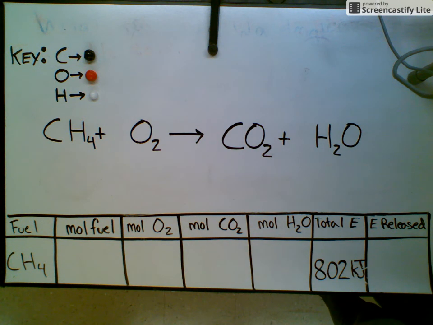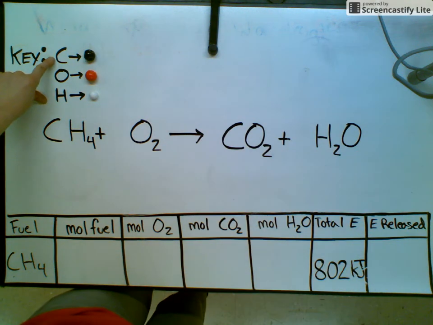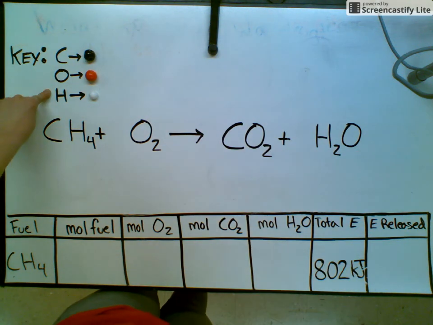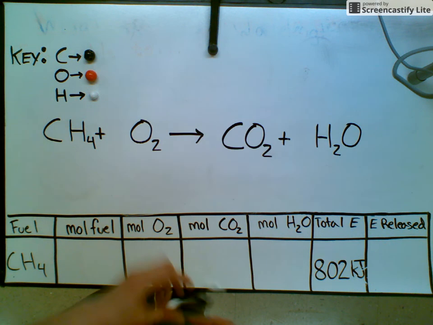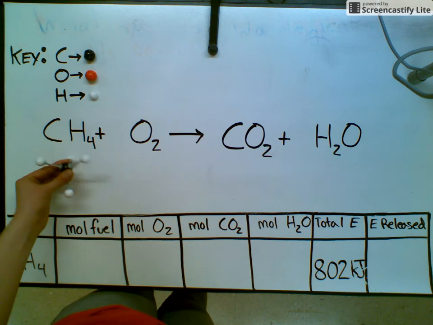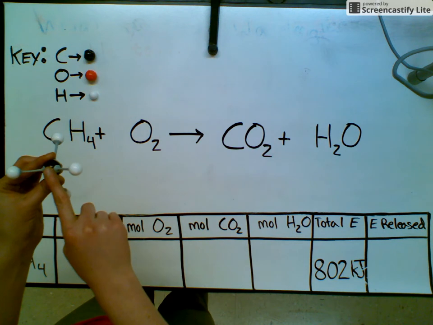That's what I'm working on right now. You can see that I've already assigned a key, and you guys should be using the same exact key. So carbon is black, oxygen is red, and hydrogen is white. So here's our methane molecule. You can see that it's got 1, 2, 3, 4 hydrogens and 1 carbon in the center.